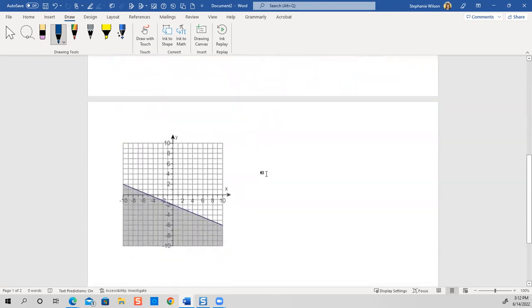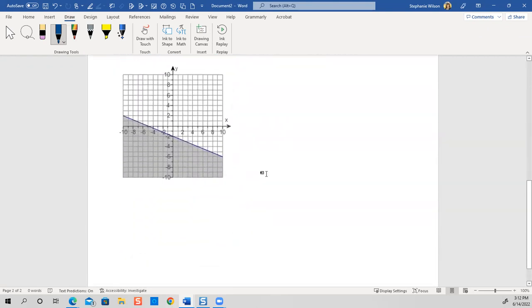Our next graph that's given to us, I noticed has a solid line. This solid line means that we're going to have a less than or equal to or a greater than or equal to. The solid line tells me there's an equal to involved here. It's also a slanted line, so I know I'm going to have x and y involved in this equation. There's multiple ways of going about solving this, but let's stick to the most consistent way of doing this.